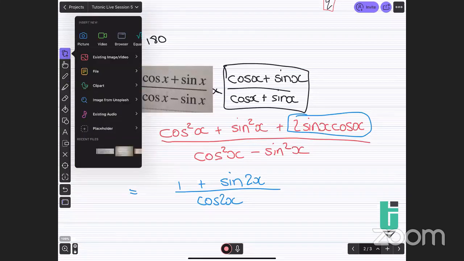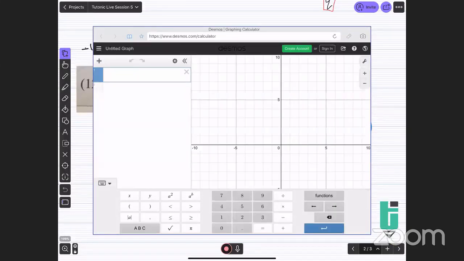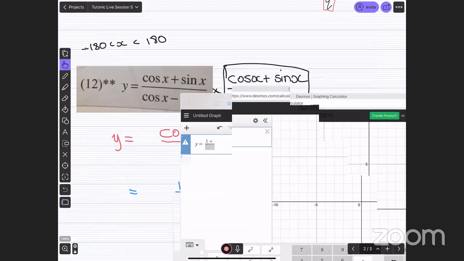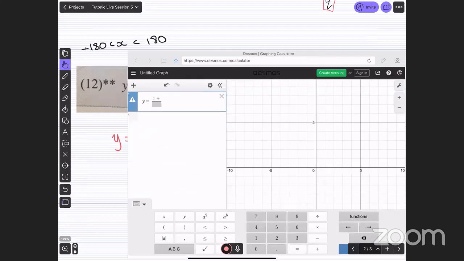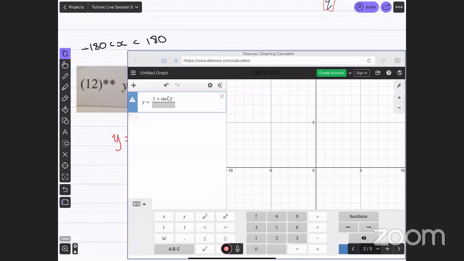I actually don't know why they're asking you. At least I'm missing something here. Let's just see if maybe there's something I'm missing. 1 plus sine 2x, right? It's 1 plus sine 2x over cos 2x. Sine 2x.